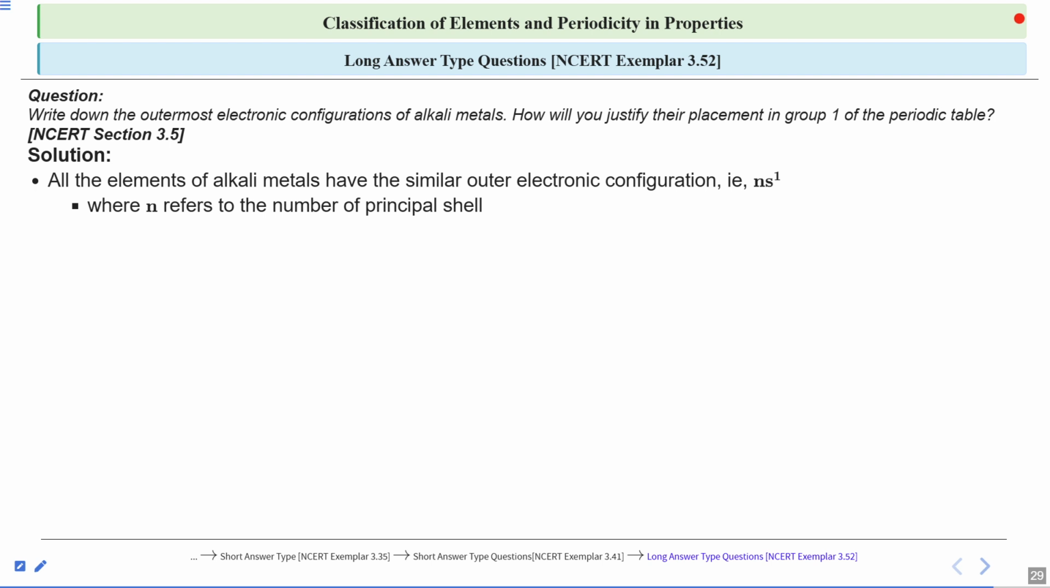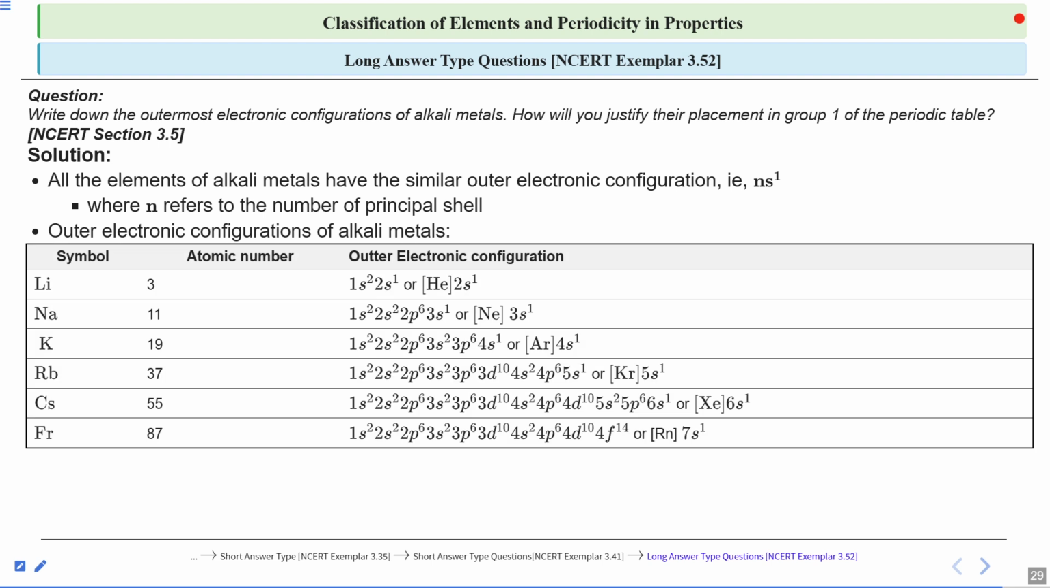So this is a question for you. Again, I am repeating it. If you know the value of n for the case of your alkali metal, can you predict the principal quantum number? Yes, you can predict it very easily. If I write the outer electronic configuration for the alkali metals, then this is the table for each of these. For lithium, it is He, then 2s1. For sodium, it is Ne, then 3s1. For potassium, it is argon, then 4s1. Rubidium is 5s1, cesium is 6s1, and francium is 7s1.